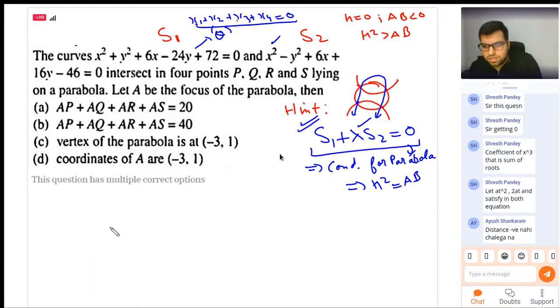Shesh is saying, let (at square, 2at) satisfy both equations. Okay, great, and then you are solving it. Correct. You can do it by that method, but even if you get the coefficient of x cube as 0, that means x1 plus x2 plus x3 plus x4 is 0. So the sum of the abscissas of the 4 points is 0, but it will not help you in solving any of these 4 options. So instead, do it by this approach. Again, I will repeat that in IIT JEE Advanced, they want you to solve it logically. If the question is becoming too involved in calculation or equations, they wouldn't want that. They would want the student to solve it logically.